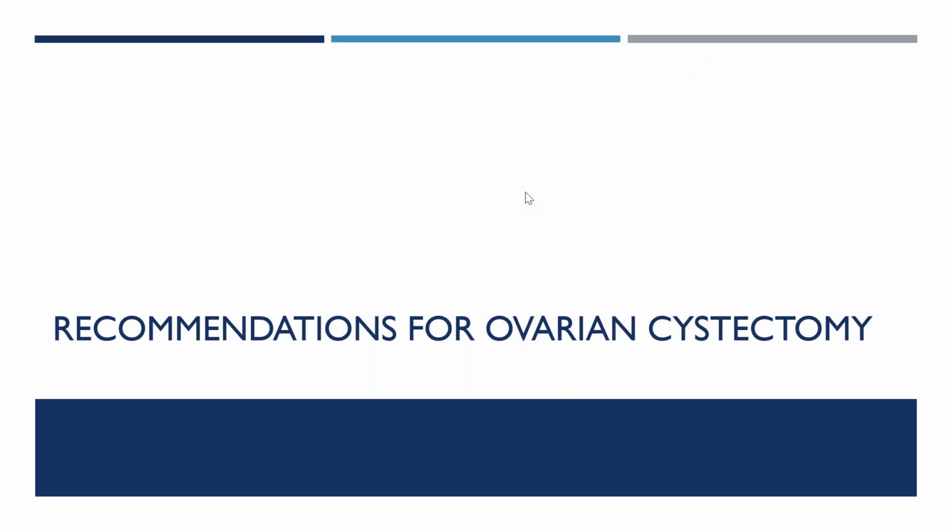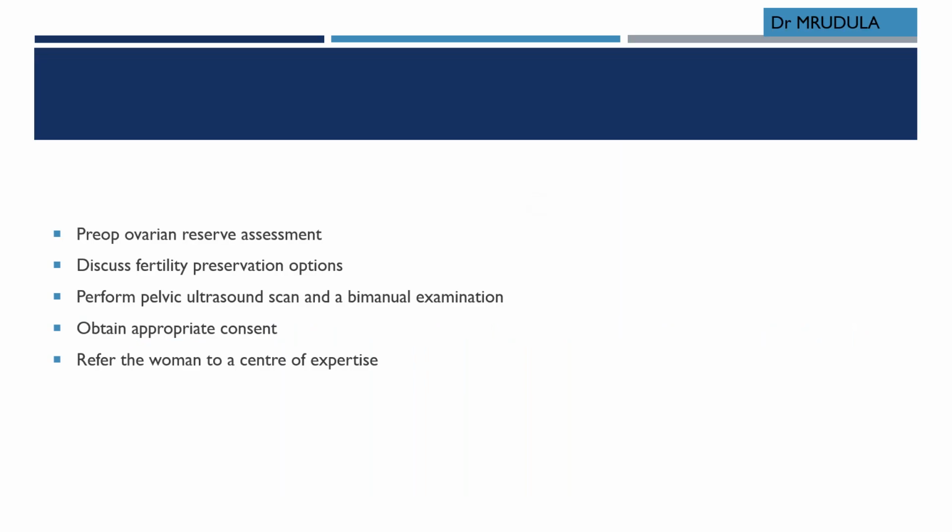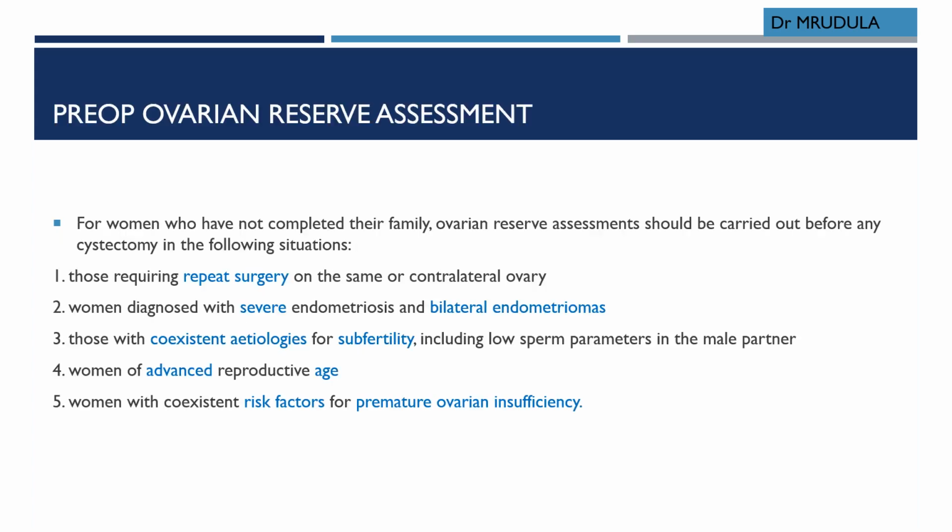So whenever you are posting any patient for ovarian cystectomy, what precautions should you take? First of all, you have to do the preoperative ovarian reserve assessment, discuss fertility preservation options with her, perform pelvic ultrasound scan and bimanual clinical examination, obtain appropriate consent, and refer the woman to a center of expertise if you think that the proper expertise is not available at your center.